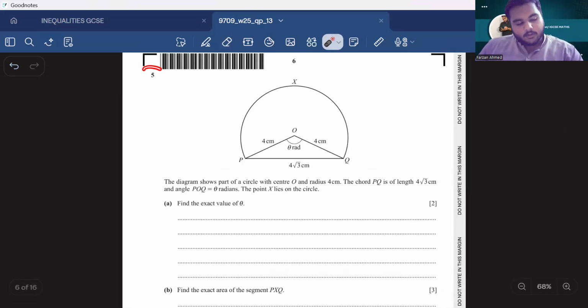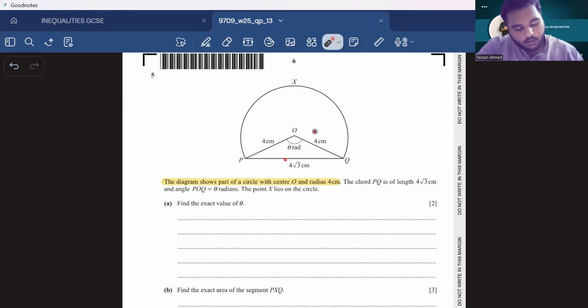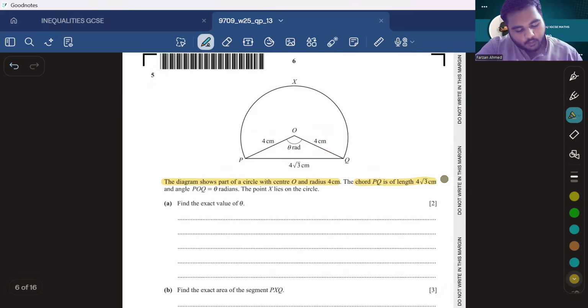Okay, now we are starting question number five. In question number five, they are saying the diagram shows a part of a circle with center O and the radius 4. This is radius 4, and the chord PQ is of length 4 root 3 centimeters, and the angle POQ is equal to theta radians. The point X lies on the circle. In part A, they are saying find the exact value of theta.